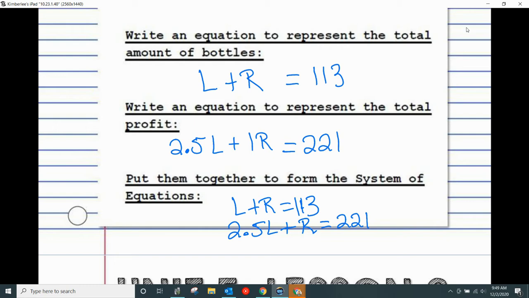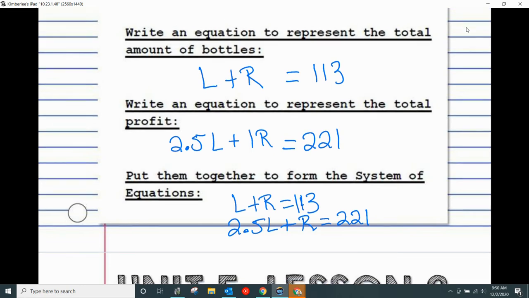So, again, this should not be too hard. The important thing you need to remember is if they give you a cost, be sure to put it beside the variable for that one. Don't mix up your cost. Remember, the cost for the large bottle was $2.50, so that's why it's sitting beside the L.